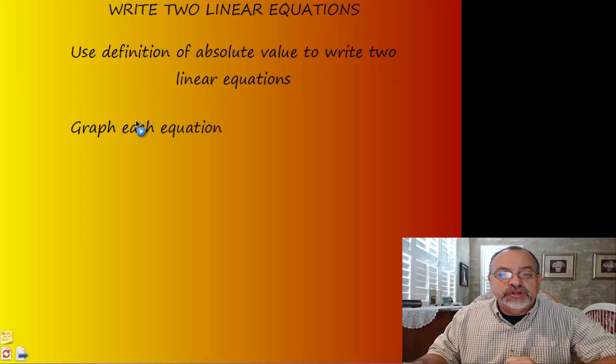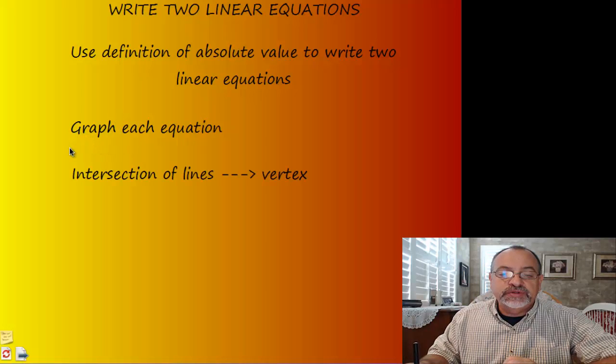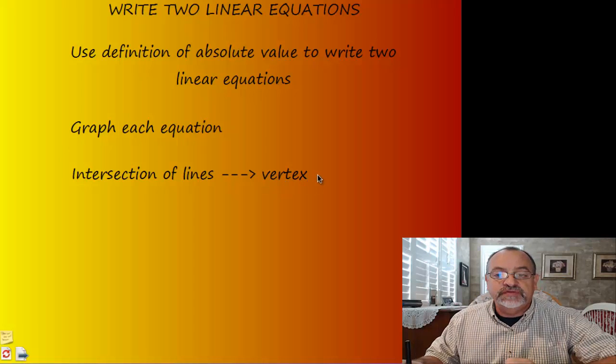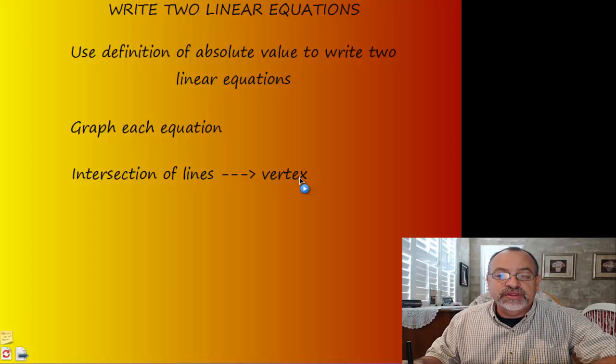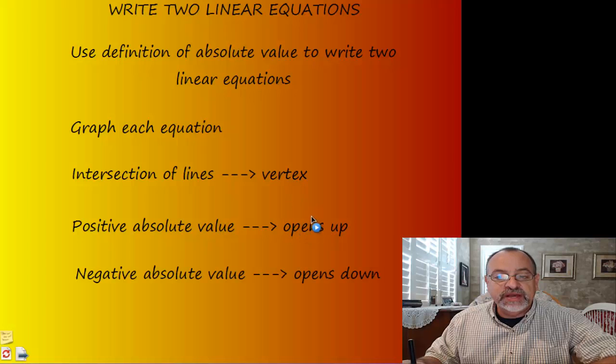And we're going to graph these equations. We're going to get two linear equations. We're going to graph those. The intersection of the lines will be the vertex. Again, that's that important point that we want. And then here's something new that we didn't talk about yet, but it's very important. If the absolute value is positive, in other words, if the original absolute value equation in the expression is positive, the V will open up. If the sign in front of the absolute value is negative, the V will open down.